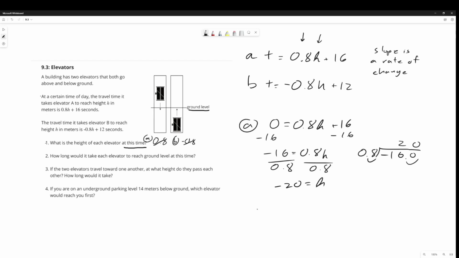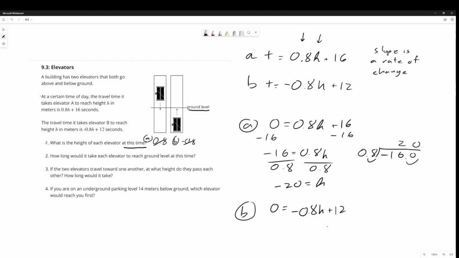Now we're going to do the same thing for B. In your notebook, copy it down: 0 equals negative 0.8h plus 12. Go ahead and solve this equation, pause the video, and then come on back.